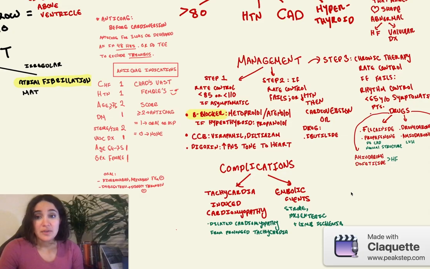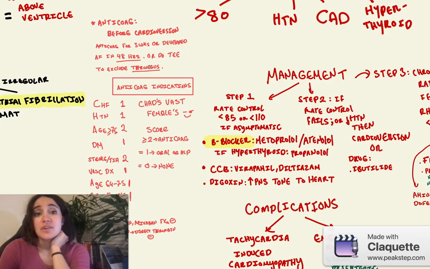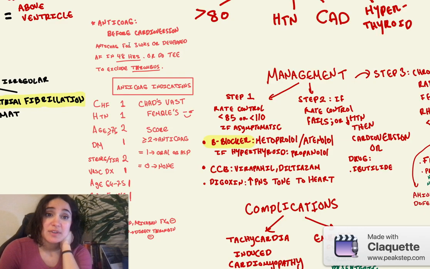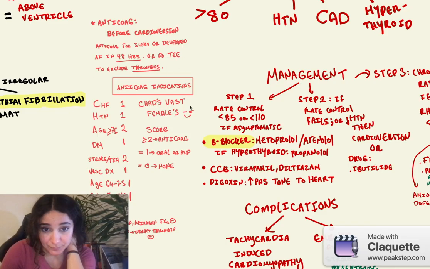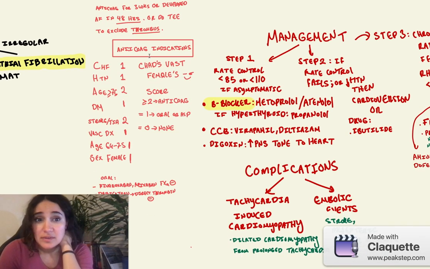So another very important piece to all of this is anticoagulation. Now, an important thing to know is before you cardiovert someone, you want to make sure that they were anticoagulated for 3 weeks, or that they developed AFib within 48 hours. Sometimes you don't know either of those two things, or the patient simply doesn't know. So what you would do in that case is a TEE to exclude thrombus. And in general, when managing AFib, you want to take into consideration the anticoagulation indications.